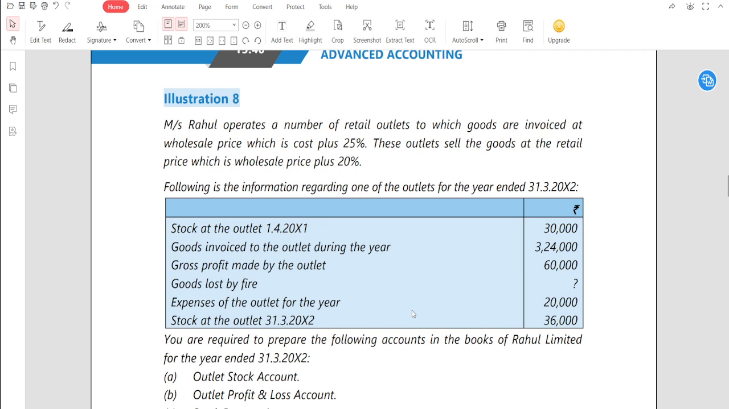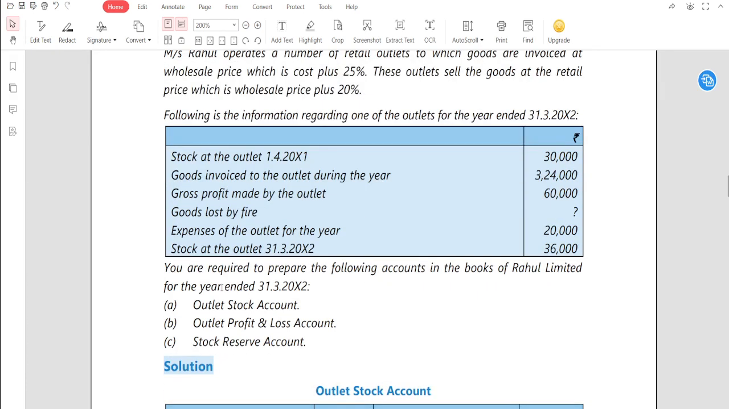Following is the information regarding one of the outlets for the year ended 31st March 20X2. Stock at the outlet is given. Goods invoiced at the outlet during the year is 3,24,000. Gross profit made by the outlet is 60,000. Goods lost by fire needs to be calculated. Expense for the outlet is 20,000. Stock of the outlet is given.